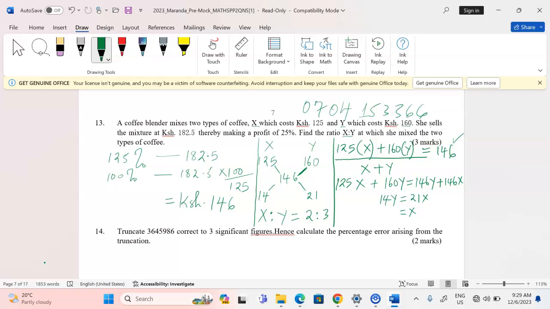So to remain with X at this end, I should divide by 21. So by 21, I'm getting 2Y out of 3. Then to remain with 2 over 3, we can divide by Y through. So that we say 2 out of 3 equals X over Y. And if 2 over 3 equals X out of Y, then the ratio X is to Y equals 2 is to 3.